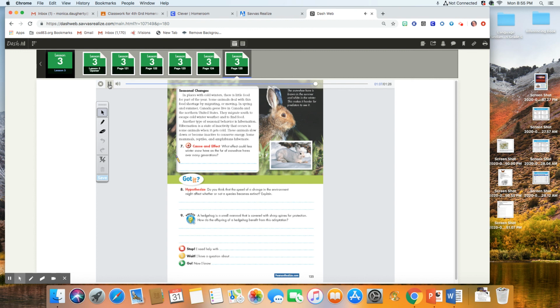9. Unlock the big question. A hedgehog is a small mammal that is covered with sharp spines for protection. How do the offspring of a hedgehog benefit from this adaptation?